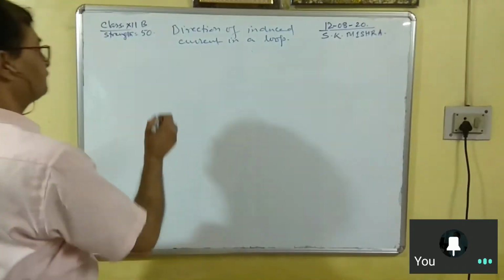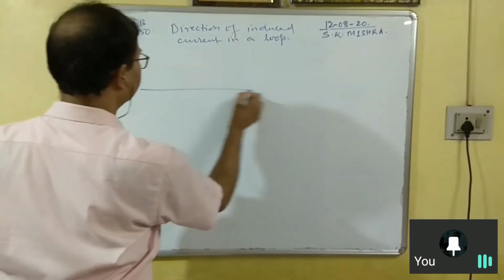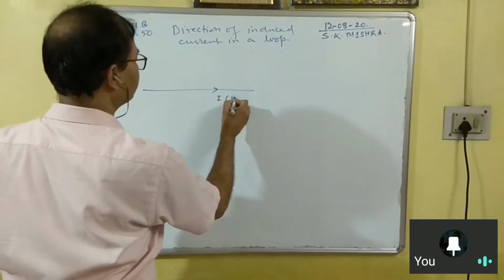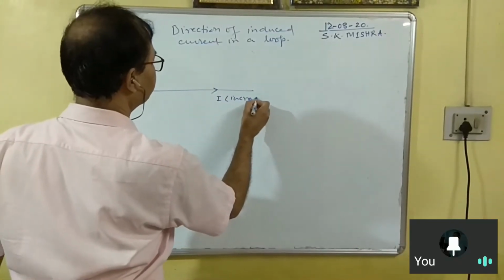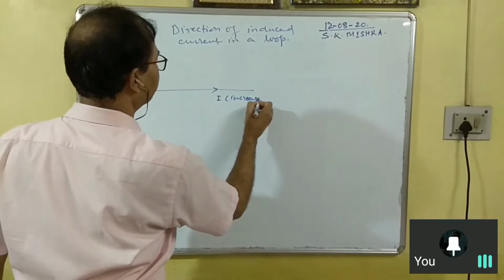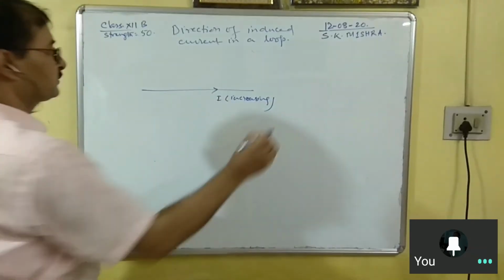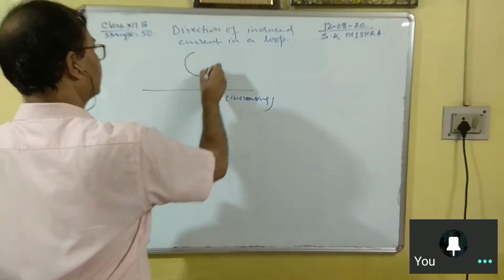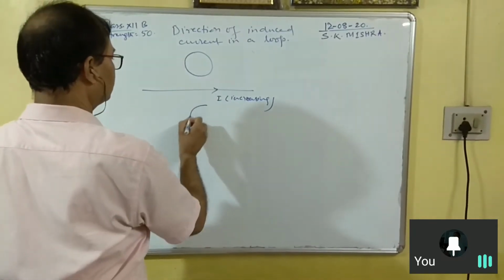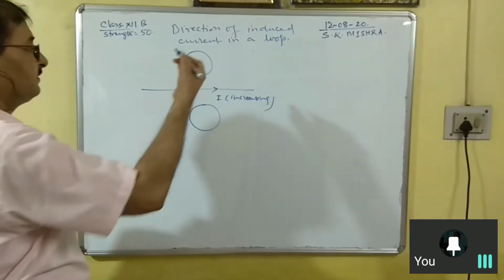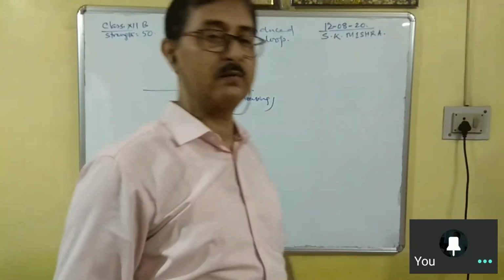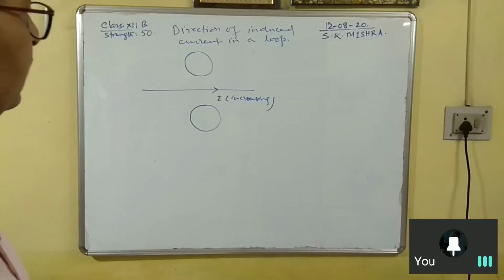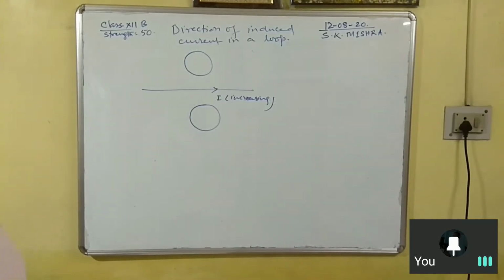Okay. So if you have a current carrying wire through which an increasing current I is flowing, and a circular loop, one placed above and one placed below the wire, the question is, how will you find the direction of induced current in the loop?